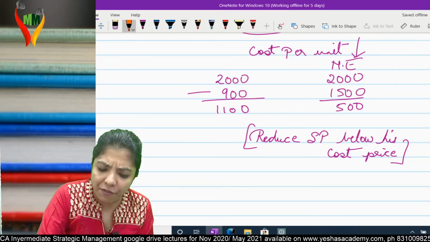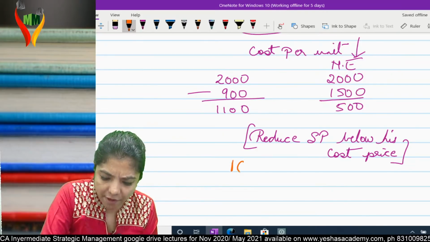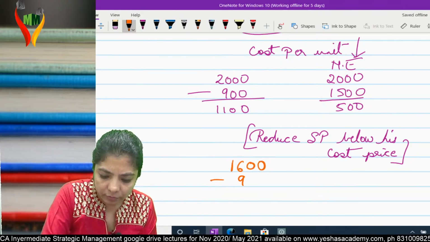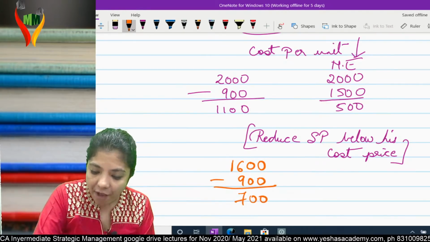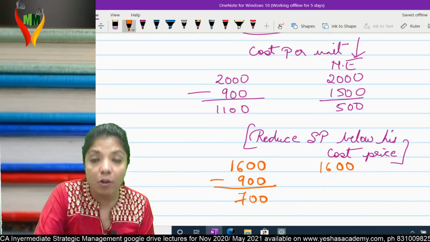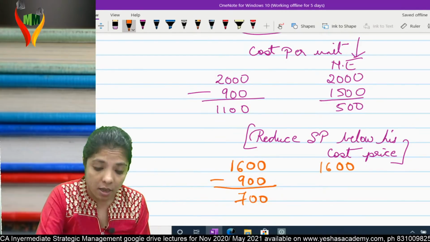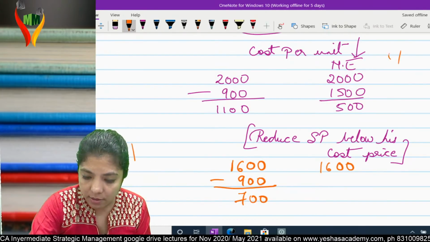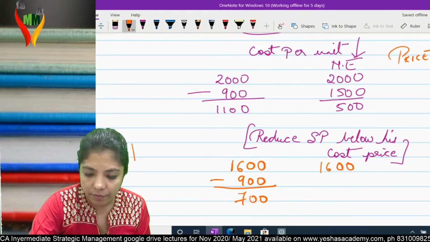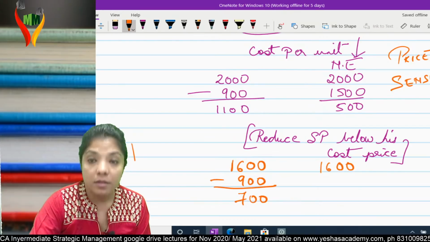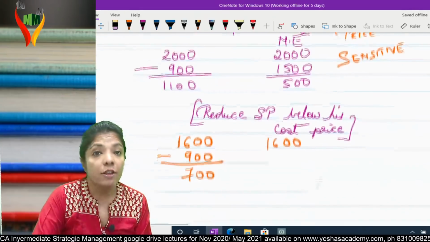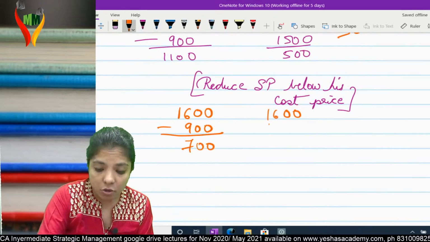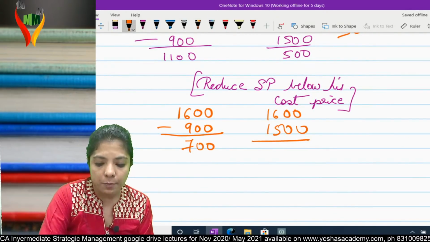Suppose I keep 1600, with my cost at 900, so my profit is 700. If I keep 1600, he will also have to reduce the price, because who are the customers? Price sensitive people. So if I have done 1600, his cost is 1500, his profit is 100 rupees.